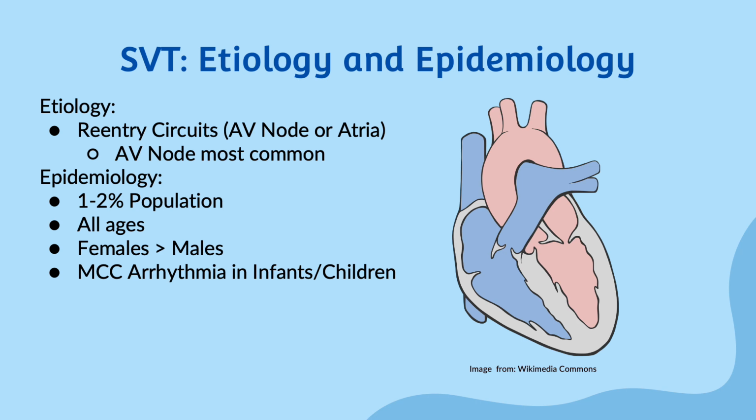PSVT is relatively common, affecting people of all ages. It is estimated to occur in 1 to 2% of the general population. With that being said, it is more common in females and is the most common arrhythmia in infants and children. Again, listen to that last part. It is the most common arrhythmia in infants and children.